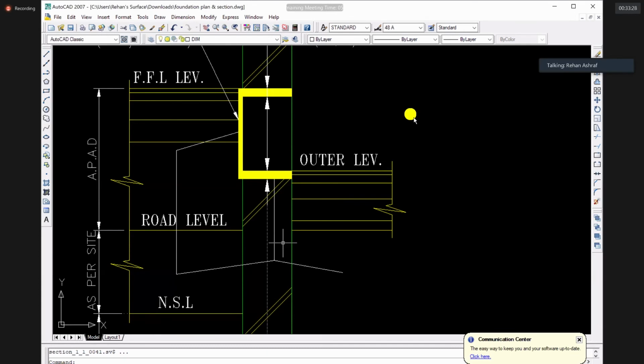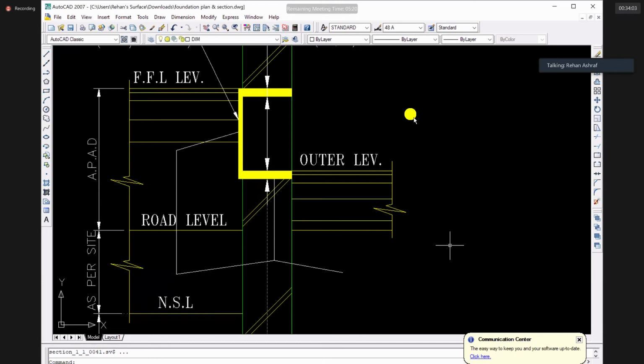The foundation level is only related to NSL level. So NSL level is below the road level. It is below the porch level. It is below the floor level, right? So normally the foundations are at the same level.